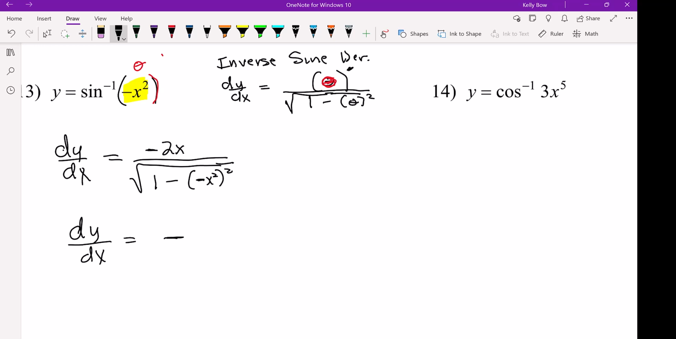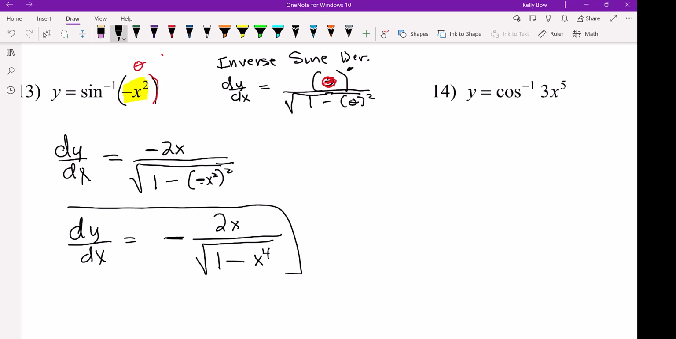You can put the negative sign in front from the negative 2x. Now this negative, when it's squared, will be positive, so we still put 1 subtract, and then that becomes x to the fourth, like that. So this right here is the derivative of this inverse sine.